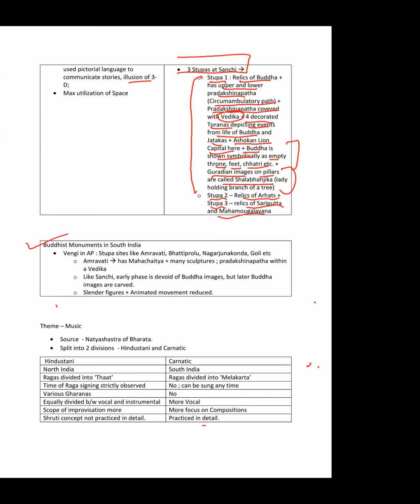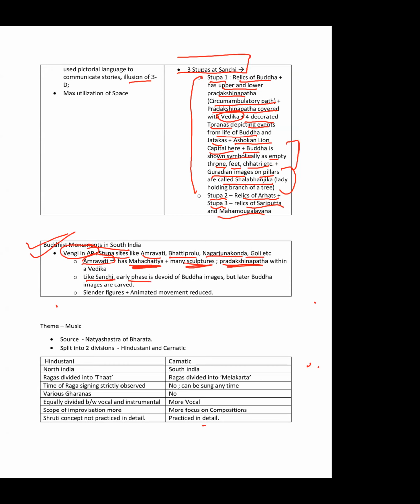Then just fodder points for Buddhist monuments, right? This does not connect naturally with any topic, but if Buddhist architecture comes, these can be fodder points. In South India, Vengi in Andhra Pradesh, stupa sites like Amravati, Bhattiprolu, Goli, Nagarjunakonda, right? In Amravati, you have a Mahachaitya, you have sculptures, and you have a Pradakshina path.